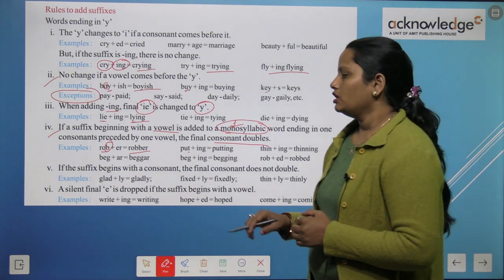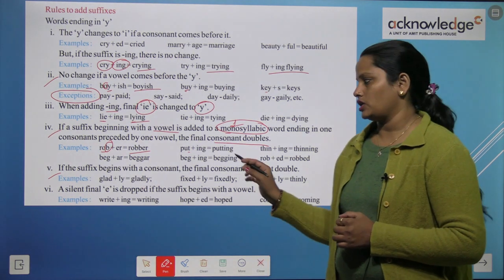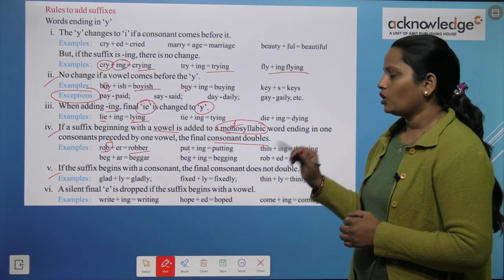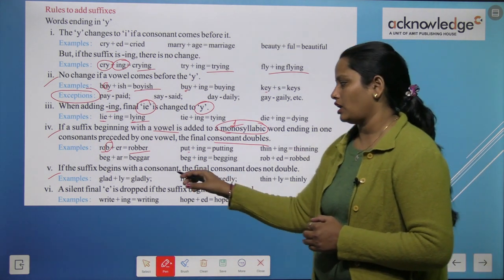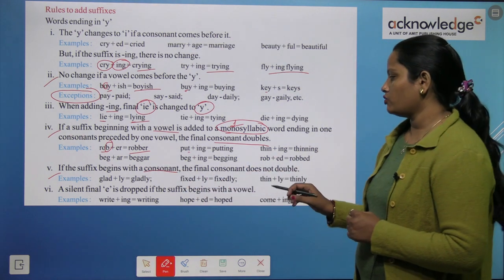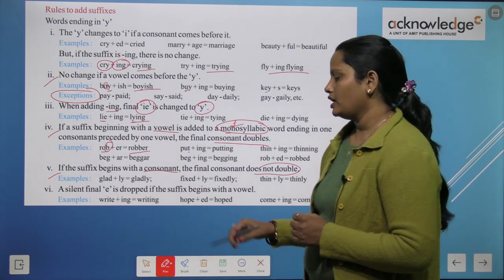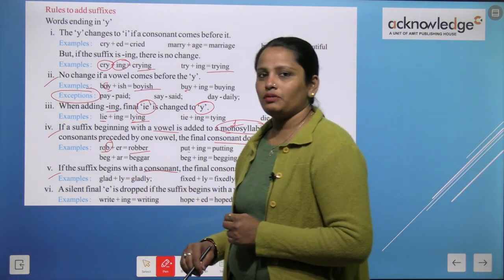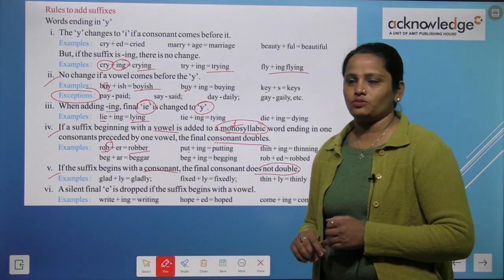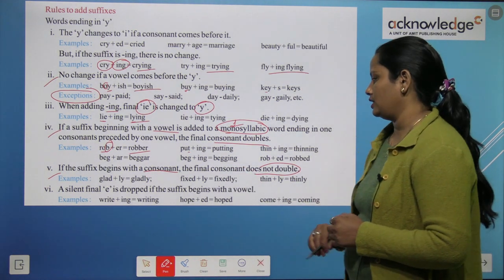robbed. Next, if the suffix begins with a consonant, अगर suffix जो है consonant से start होता है, the final consonant does not double. So इसका जो final consonant है वो double नहीं होता है. Example, glad becomes gladly, fixed becomes fixedly, and thin becomes thinly.